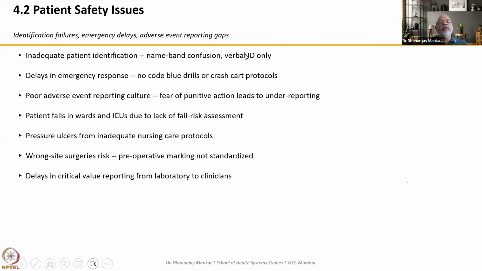Now comes the patient safety issues the hospital has faced. When I stated at the very start, do no harm, or not hurting the patient, or at least a no-harm culture in the hospital, the patient safety issues can be handled. Otherwise, it will be very deep diving. Identification failures were seen in this particular hospital. Emergency delays were there. The reasons will be asked when we come to the Q&A session.